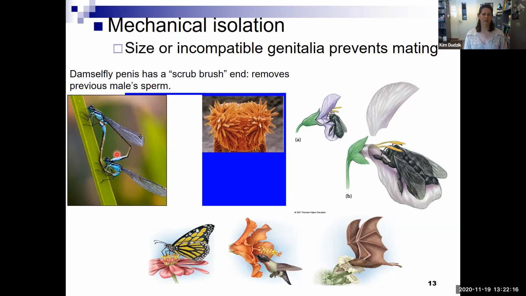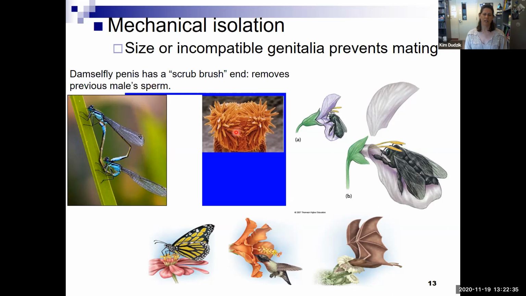And that's what we see. So here, these are two damselflies mating. This is the male coming around, and he's penetrating the female over here. And they actually have a penis. So this is the male damselfly's penis. It looks like a scrub brush on the head.